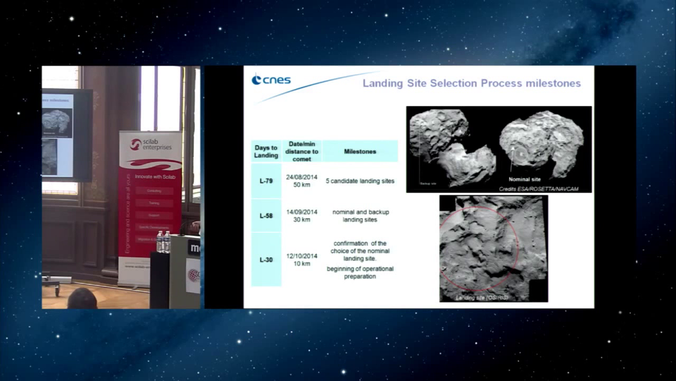The final meeting, in order to confirm the choice, was at launch minus 30 days, and at the time, Rosetta had to fly up to 10 kilometers away from the comet. You can see on this picture the landing site as seen by the Osiris camera mounted on Rosetta. It was one of the flatter areas.